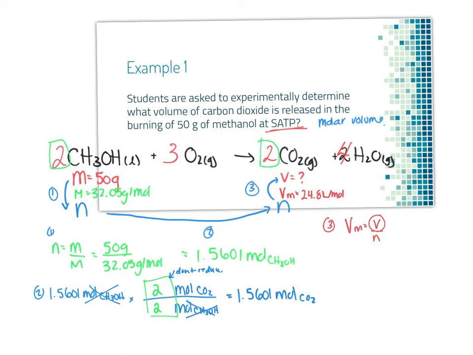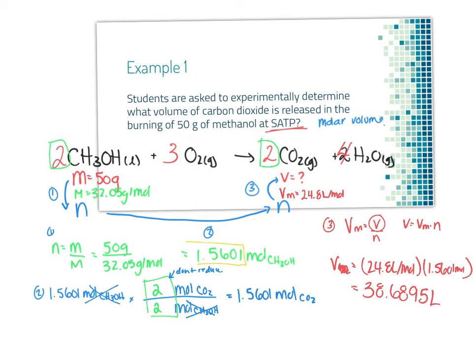So, plugging in what I know, V is equal to Vm times n. V is equal to 24.8 liters per mole times 1.5601 moles. All right, multiplying that out, I get 38.6895 liters. Now notice that I kept some extra significant digits along the way.